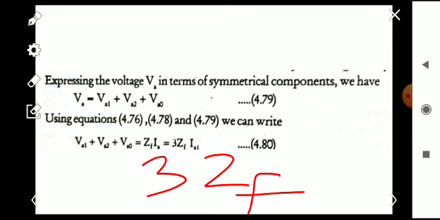Because all the currents are the same, the same current is flowing through all the components, and that is possible only in a series circuit. So we can draw the series circuit of sequence networks like this, just the same as the single line to ground fault of an unloaded generator, but the only difference is that here we have an impedance.